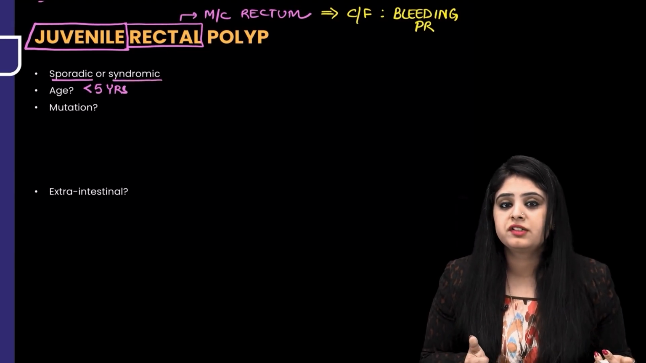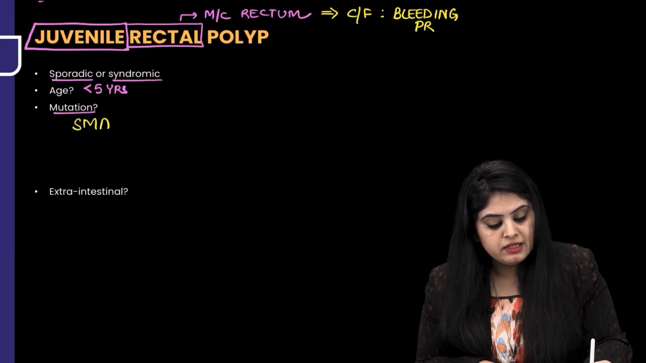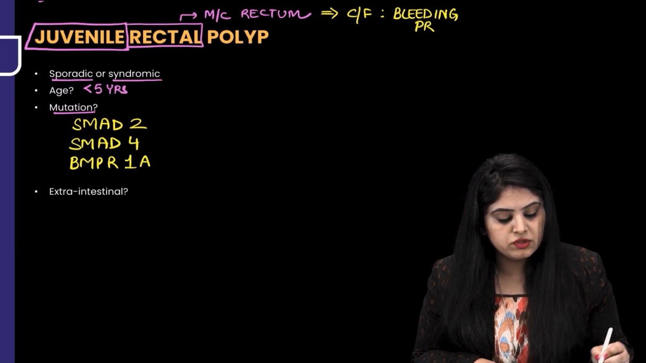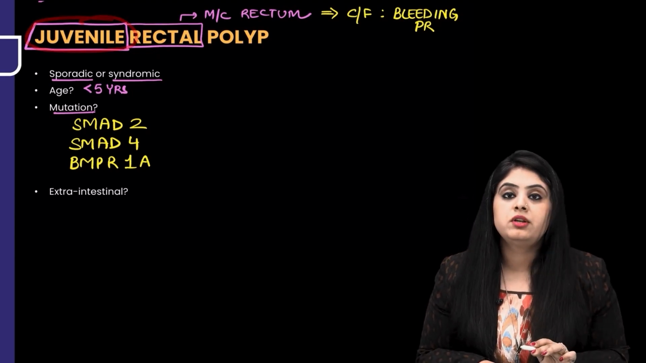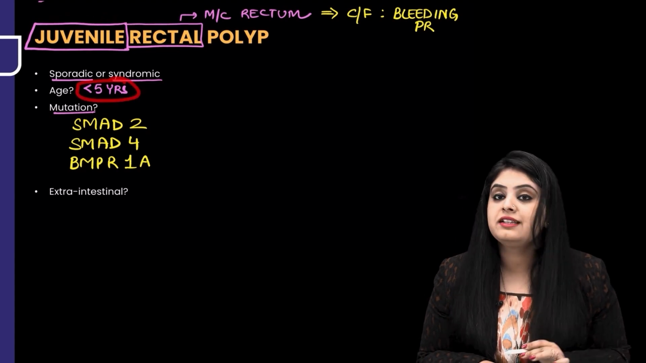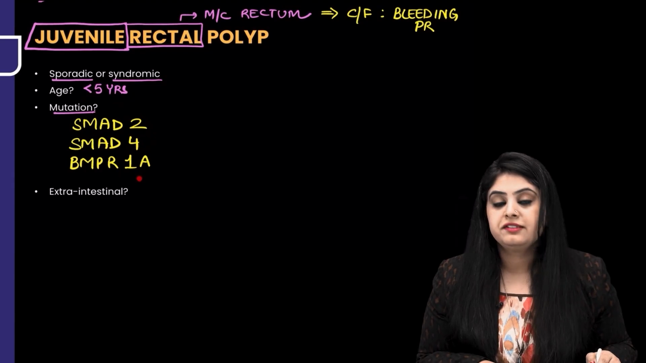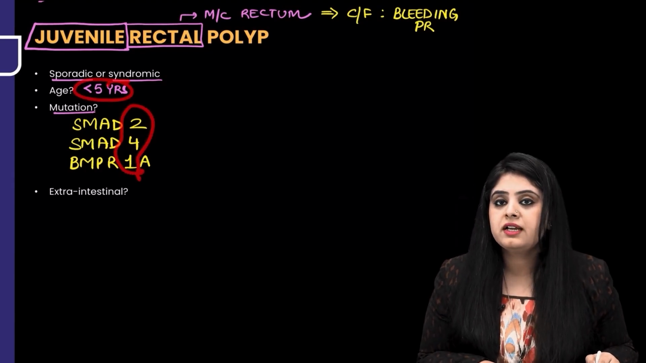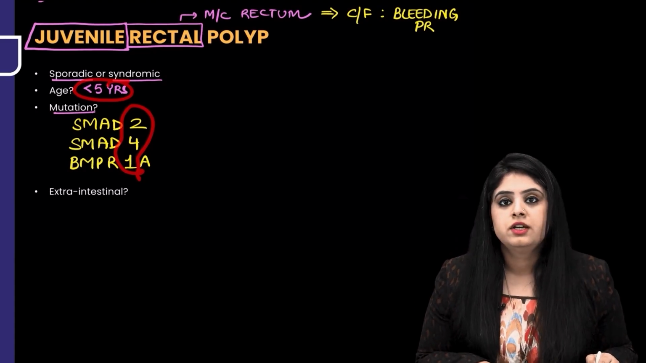Multiple polyps are seen, mutations are seen. And what are those mutations? There can be SMAD2 mutations, there can be SMAD4 mutations, there can be BMPR1A mutations. How will I learn so many of these? Please remember, everything about juvenile rectal polyp is juvenile. The age is going to be less than 5, and all the numbers that you are using in the genes are also going to be less than 5. So age less than 5 and the numbers SMAD2, SMAD4, BMPR1A. So all the options with less than 5 genes, those are the ones you'll put under juvenile rectal polyp.